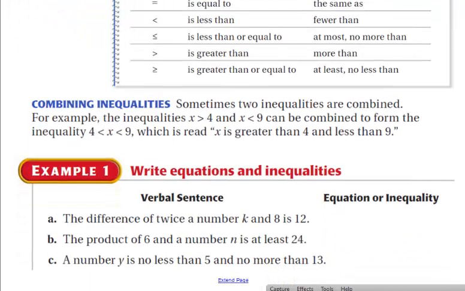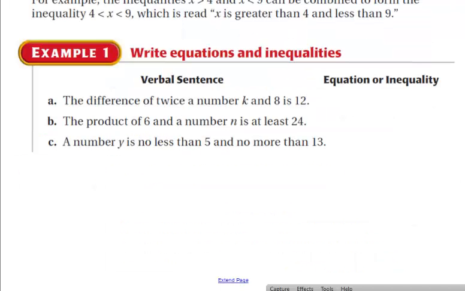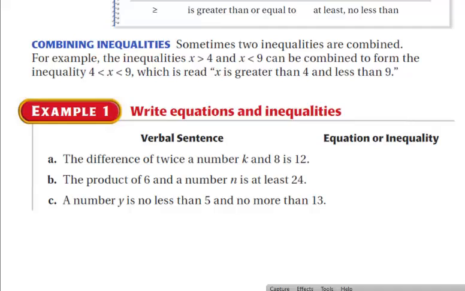In the first example, we need to write those three verbal sentences. We need to transfer them into mathematical statements. So let's see what we need to do. First one, the difference of twice a number k and 8 is 12. So difference, I have to put minus. Difference between what? Twice a number k, which means 2k, and 8. The difference between 2k and 8 means equal 12.